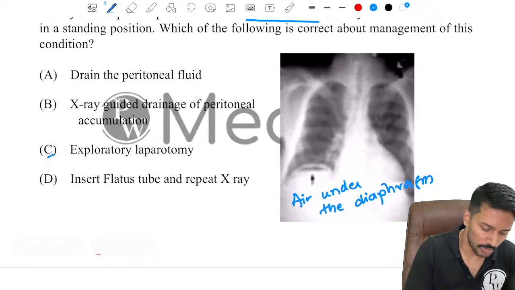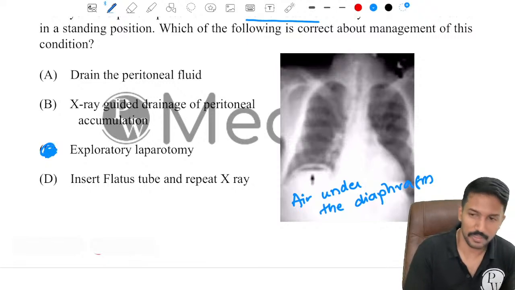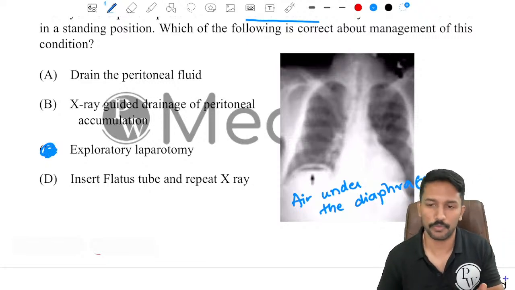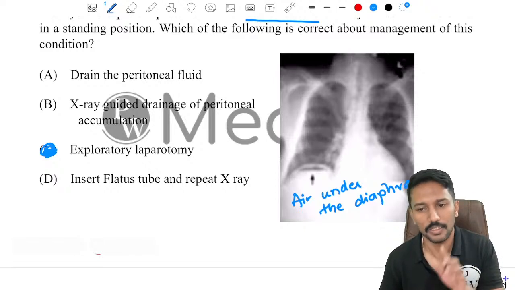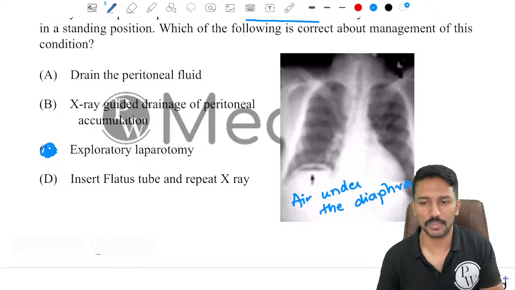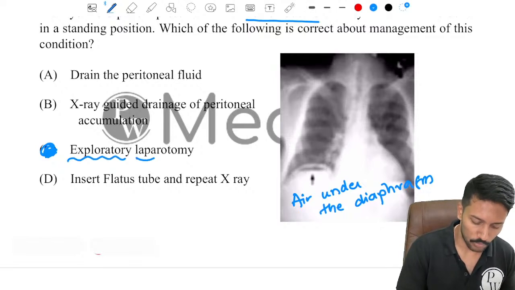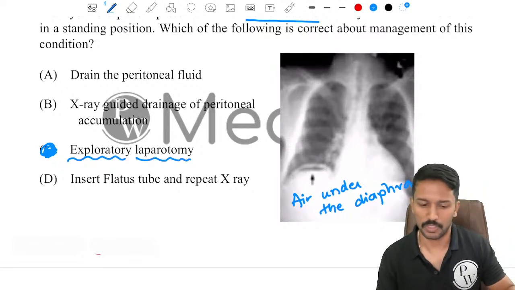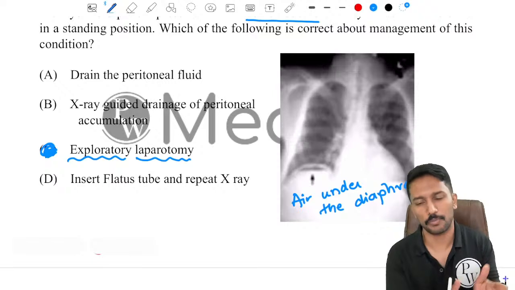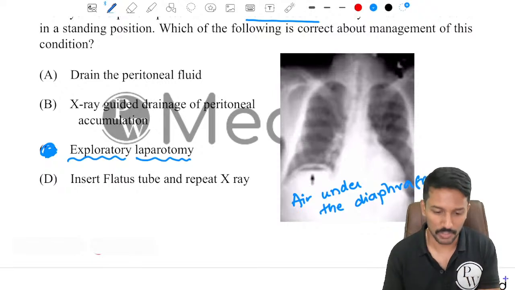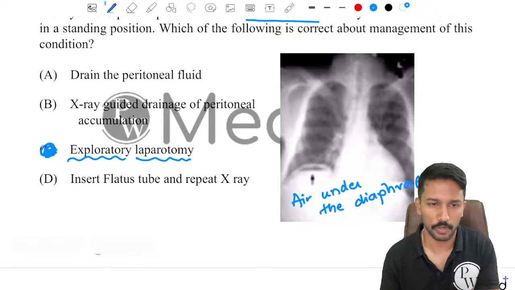Right, the answer would be, you need to take this patient to the operation theatre, open the abdomen and see where is the perforation and surgically solve the problem. It is an acute emergency, it's a surgical emergency. So an exploratory laparotomy would be the next best step. Once you open, you will see where the perforation is, and then you can decide what would be the surgical management for that level of perforation.